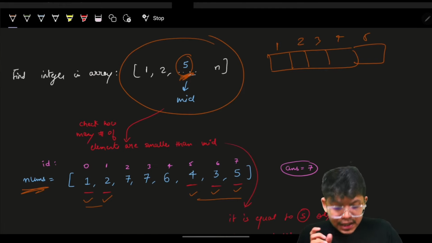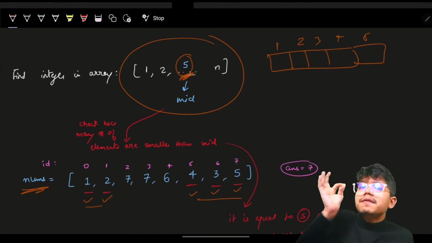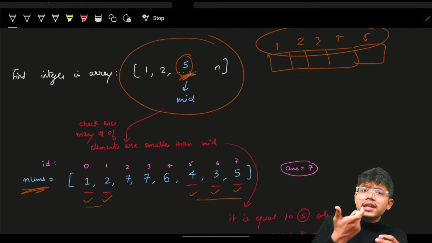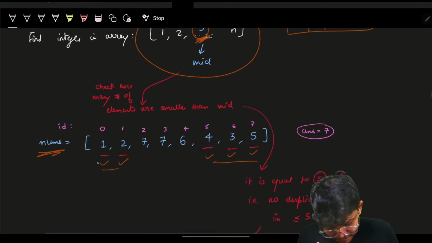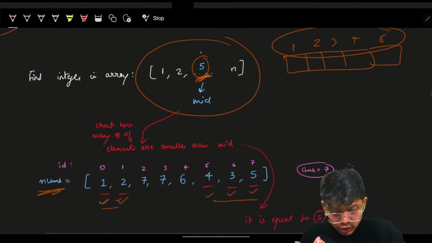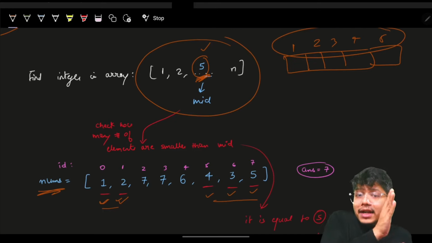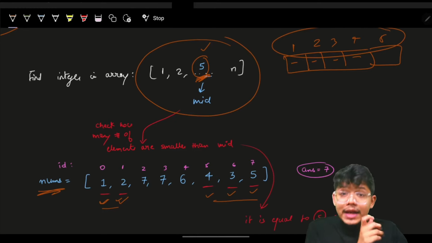1 2 3 4 5. Now I am saying I have exactly 5 elements less than this number 5 itself. So I have 5 elements and that is also equal to number 5, which means for sure every element will actually be unique. No element will be repeating.